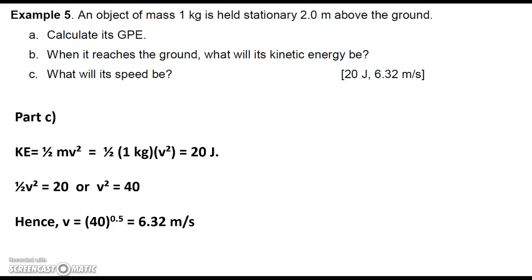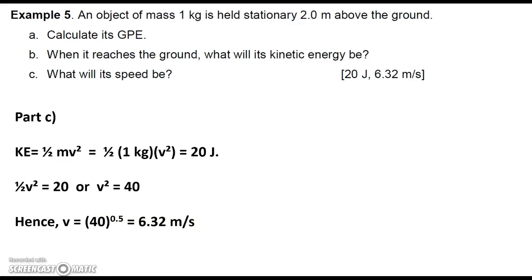Now the third part asks us what will its speed be. Let's look at the answer. We know that the formula for kinetic energy is half mv squared, and we substitute the mass inside, which gives us half times 1 kilogram times v squared equals 20 joules, which we have found the kinetic energy. So we simplify, that gives us half v squared equals 20, or v squared equals 40. So bring the 2 over to the 20, multiply in, and that gives 40. Now you just take the square root of 40, and then that gives you 6.32 meters per second.